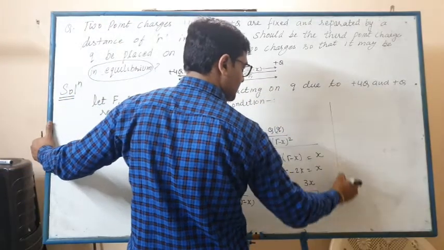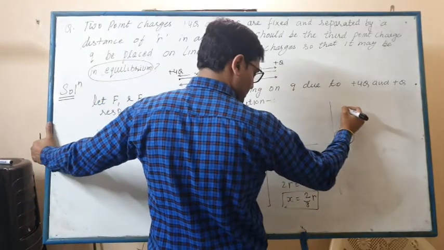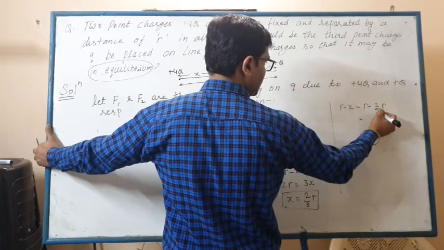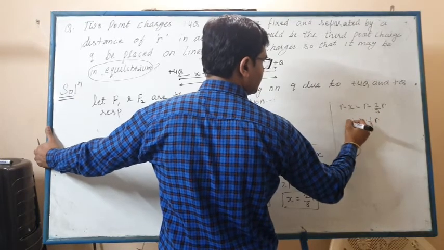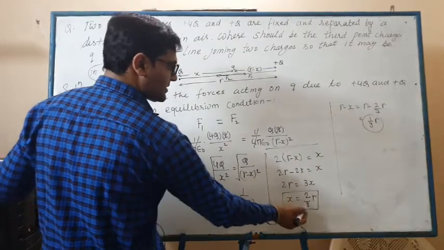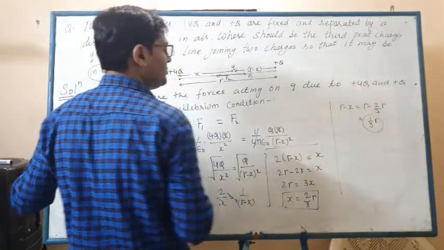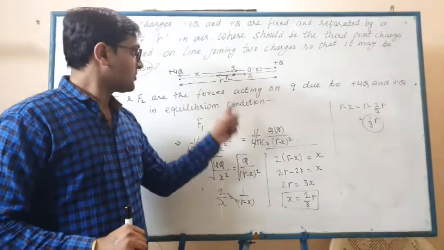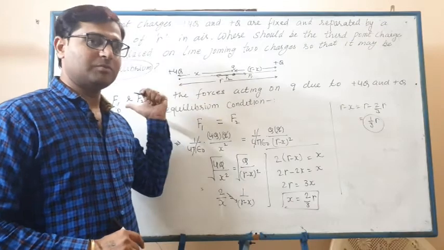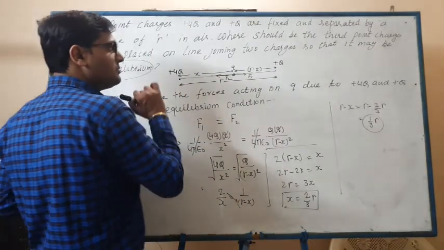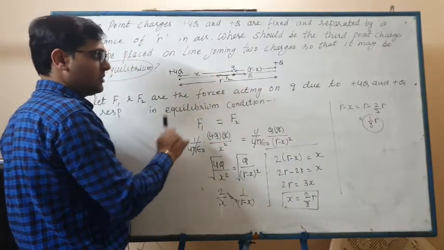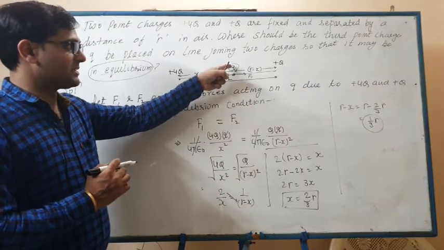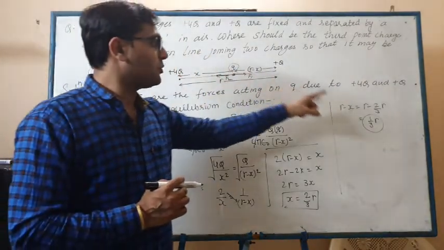And what is the value of another part? One is 2 by 3 r, and second is r minus x. R minus x is r minus 2 by 3 r, that is given by 1 by 3 r. So this is the another distance. So this distance from 4q and this distance from q. At this point with this distance the whole system will be in equilibrium. If we do some change, like now for this part we have taken this charge as positive. If we will take this charge as negative, then still the equilibrium position remains same.